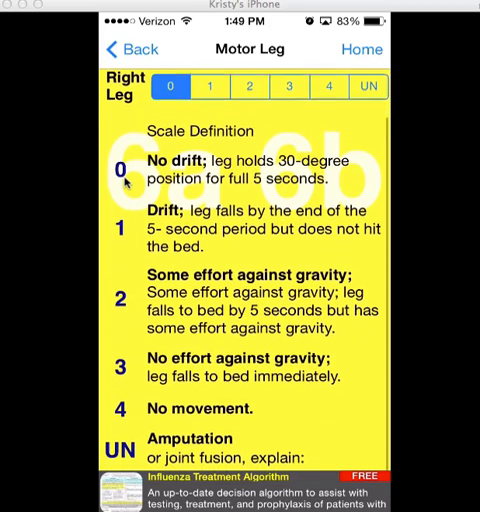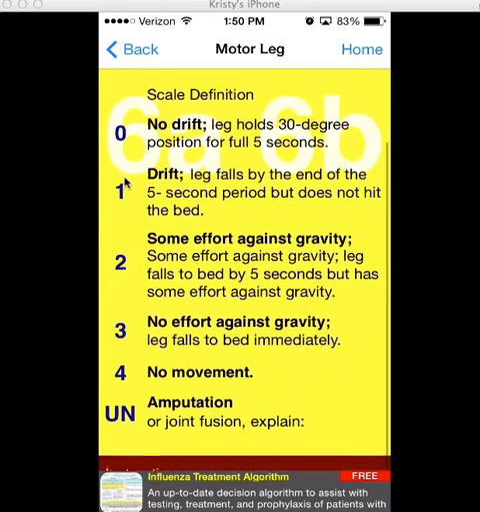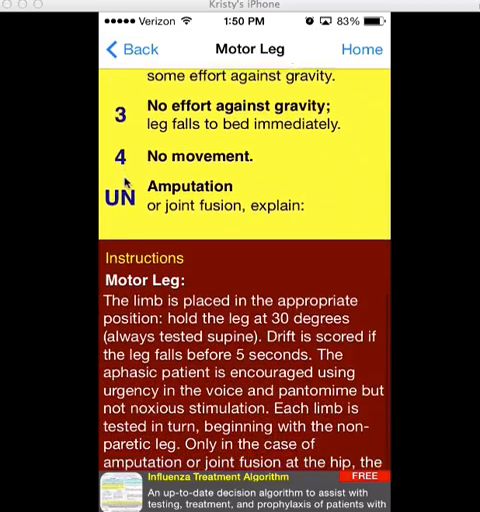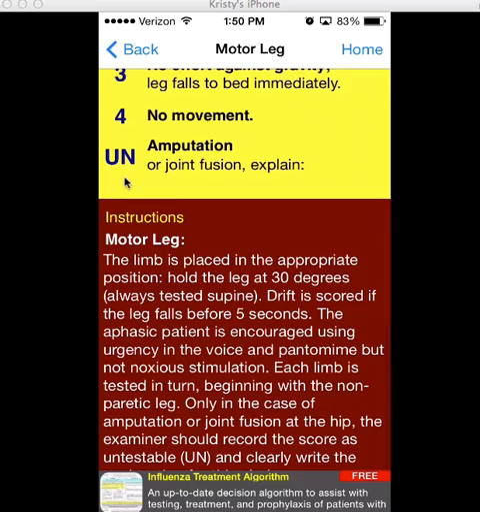No drift will score a 0. If the leg drifts but does not hit the bed, a 1. If it does hit the bed, a 2. If there's no effort against gravity, a 3. If there's no movement at all, a 4. Again, you can score with the UN for untestable if the patient has an amputation or a fusion.